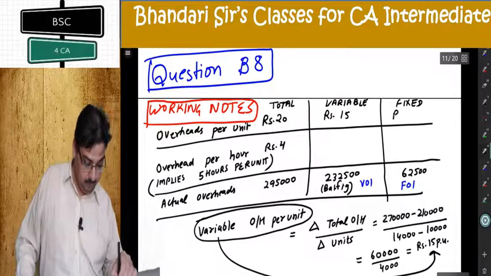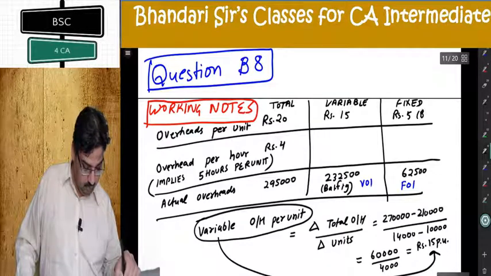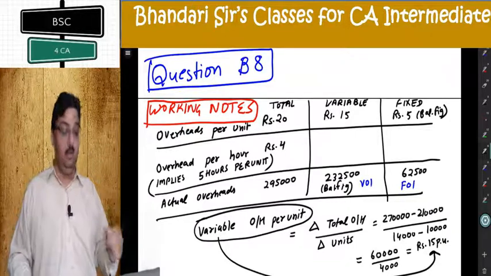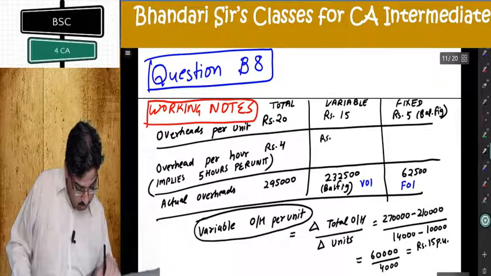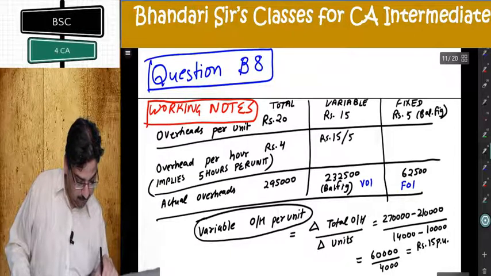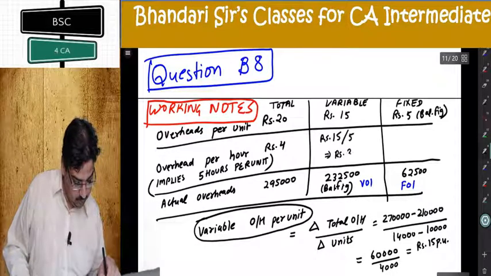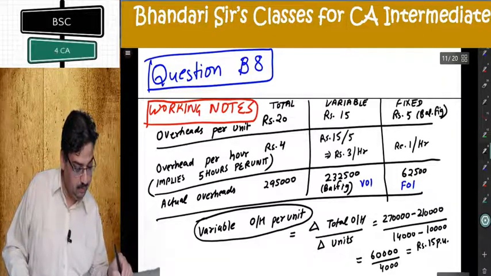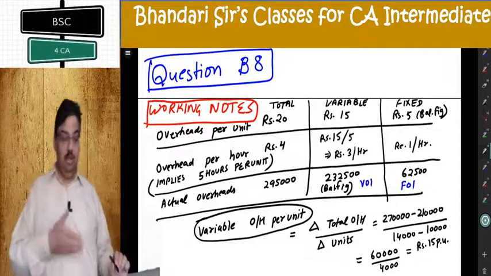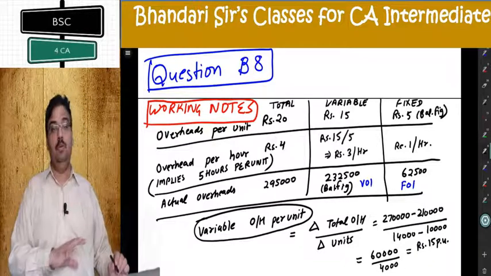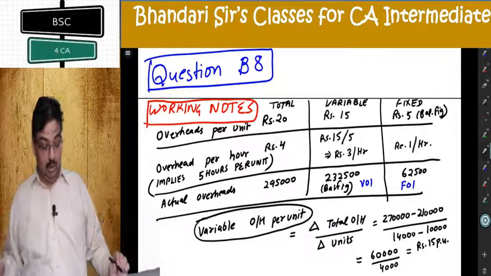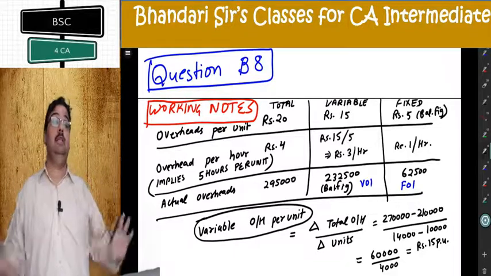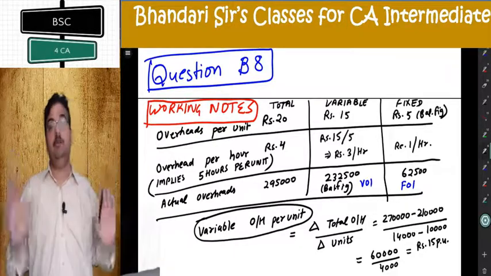Hence fixed is the balancing figure. And there are 5 hours per unit. So it makes 15 divided by 5, rupees 3 per hour. And this is rupee 1 per hour. You can call it balancing. You can be doing 5 by 5, the 5 hours per unit we computed earlier. From there I am getting 3 per hour and 1 per hour. Now lots of basic data is with me. I am ready to perform all the steps there.